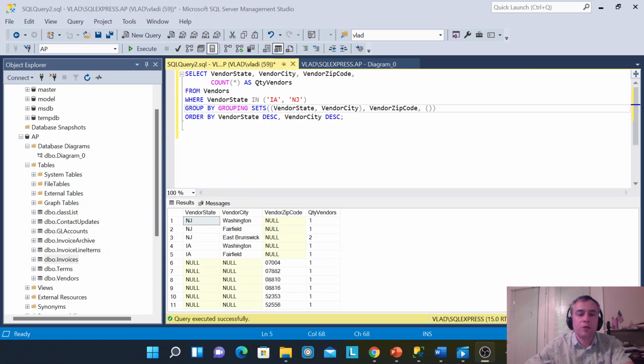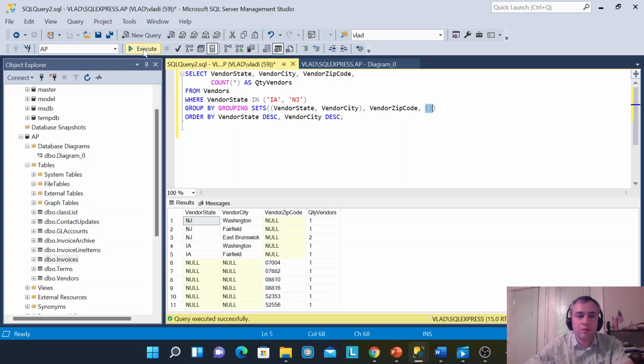This is the second part of chapter 5. We were looking at this query in the slides, and here I run it. So let us understand what this empty parenthesis is for.